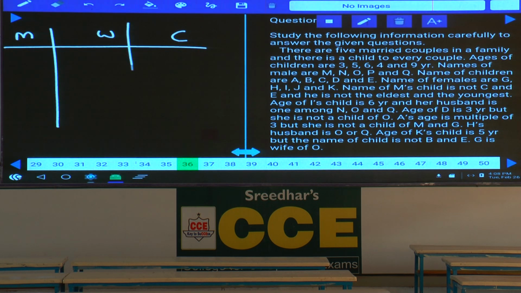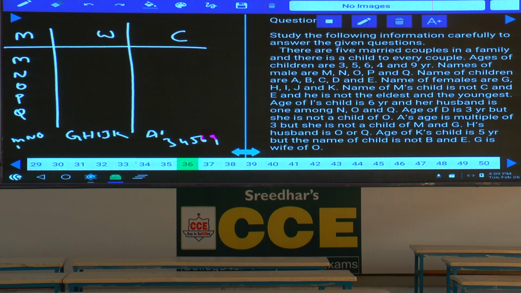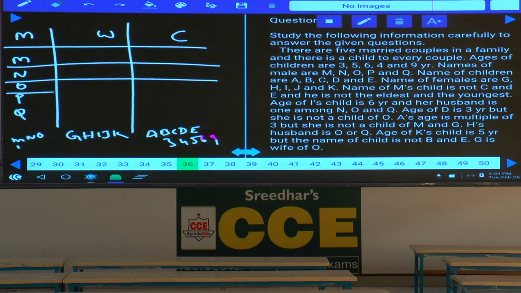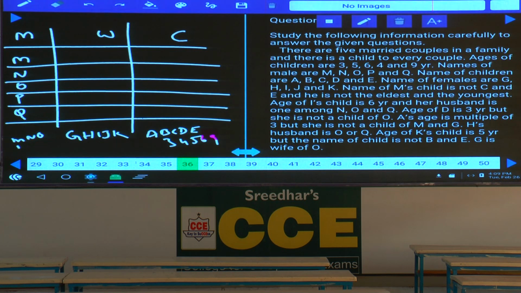Now we need to identify the children's age. Age of the children were given. And what are the names here? There are 5 married couples. Ages of children 3, 4, 5, 6, 9. And names of males MNOPQ. Now we can fix MNOPQ. And females, who are the females here? GHIJK are the females, and ABCDE are the children. Now this is the information we have. Clear now?